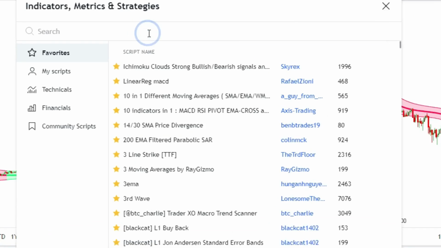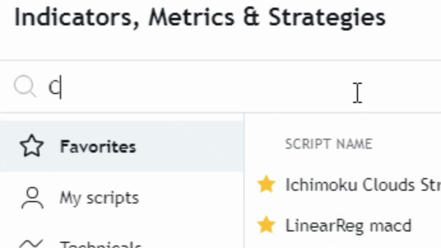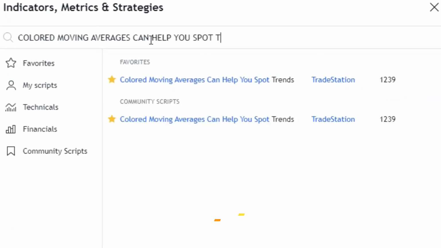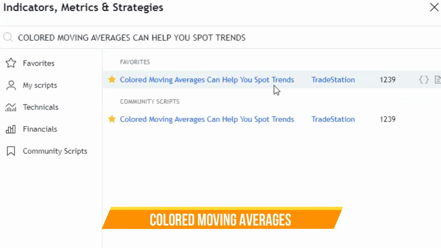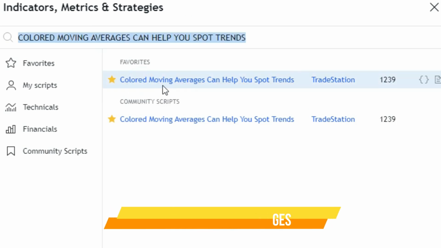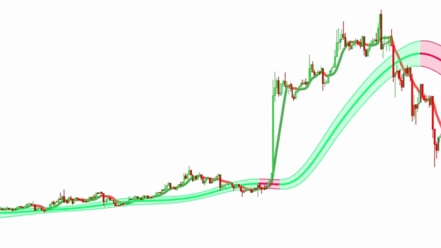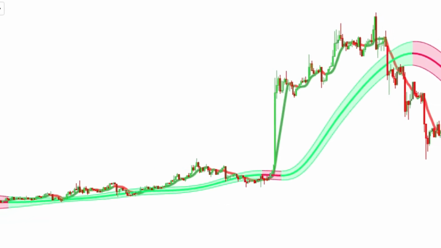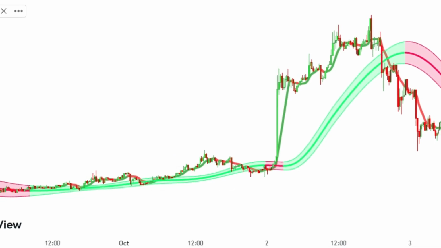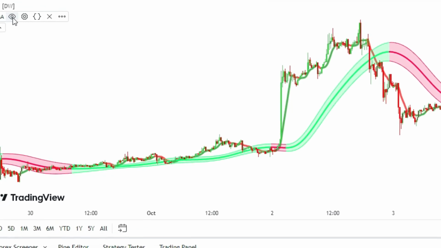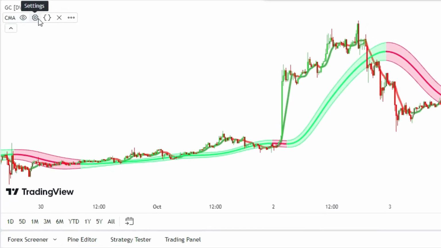But don't worry, we're going to fix these problems. That's where the colored moving averages indicator comes in handy. This indicator will draw some smooth lines on your chart that will show you the direction and the strength of the trend. The color of the lines will change depending on whether the trend is up or down. But before we use this indicator, we need to adjust its settings a bit. So follow me as I tweak its settings.